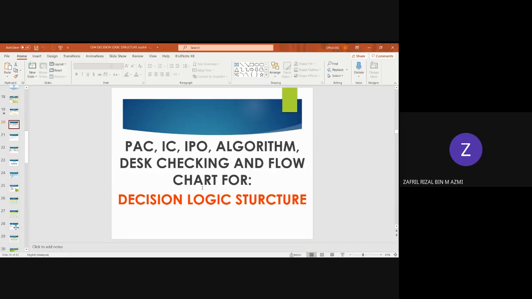So we are going to move backward, because before we actually develop the algorithm and flowchart, we need to first analyze the problem. So how are we going to analyze the problem? By using PAC, IC and IPO. Alright. So we are going to reverse a little bit and look at how to develop a PAC, IC and IPO if the problem consists of a decision logic structure, okay?